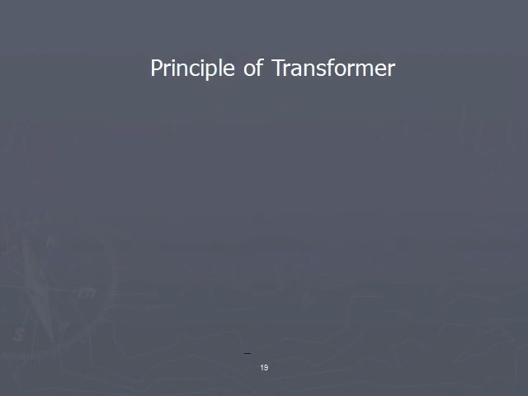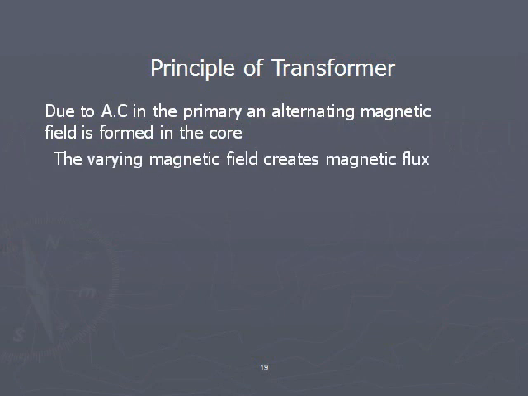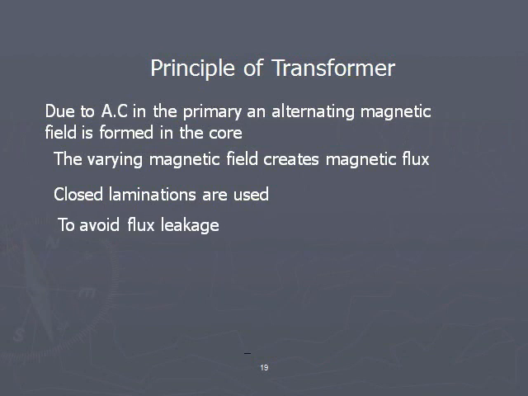Now I shall explain the principle involved in the working of a transformer and then derive a relation for the ratio of the EMFs. Whenever we apply an AC to the primary, that is an alternating current, an alternating magnetic field is produced. Due to this magnetic field, a flux will be linked with the coils.